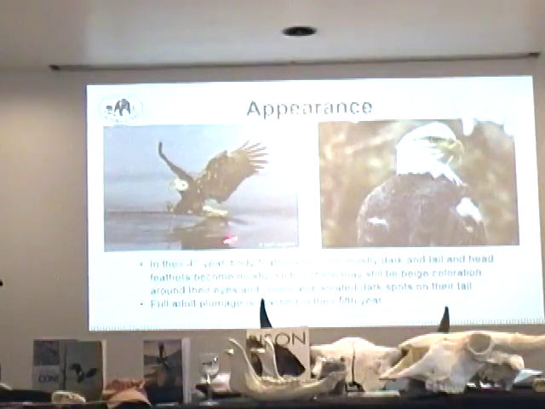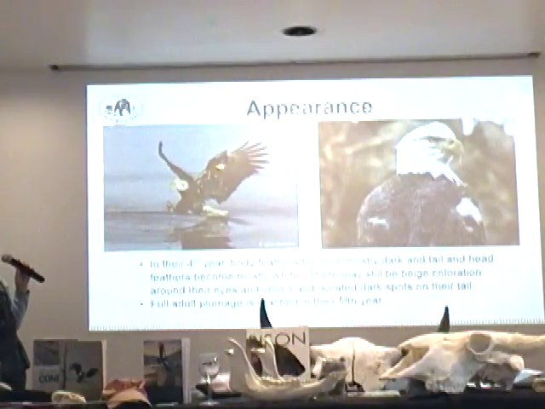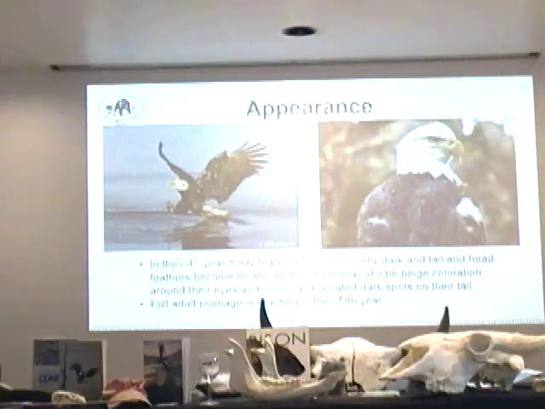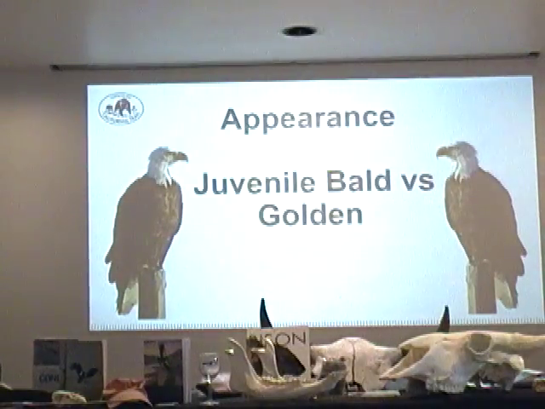Fourth year birds are pretty close. Here's a fourth year bird right here, but you can see there's a lot of mottled brown on the head and the tail still, and there's a lot of sort of light under the wings that's still there. Your further bird is a beautiful adult bald eagle, nice yellow bill, white head, dark body. So that's a fifth year bird.